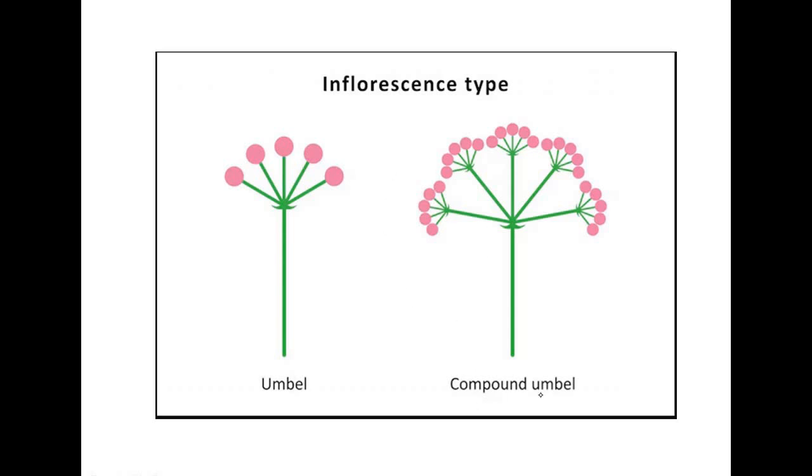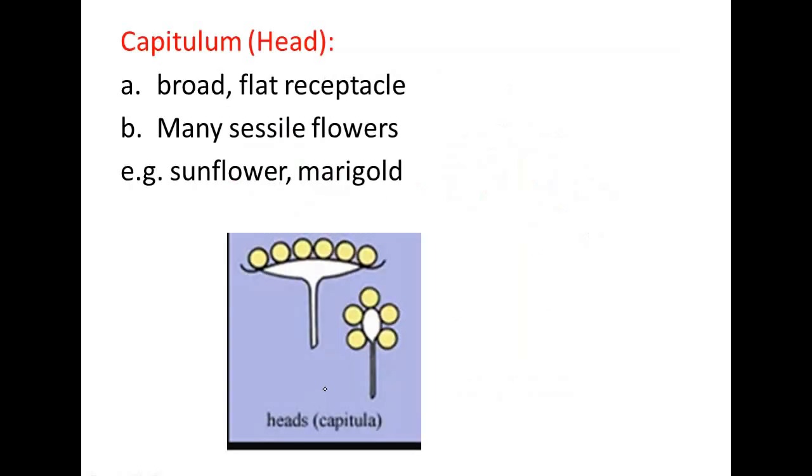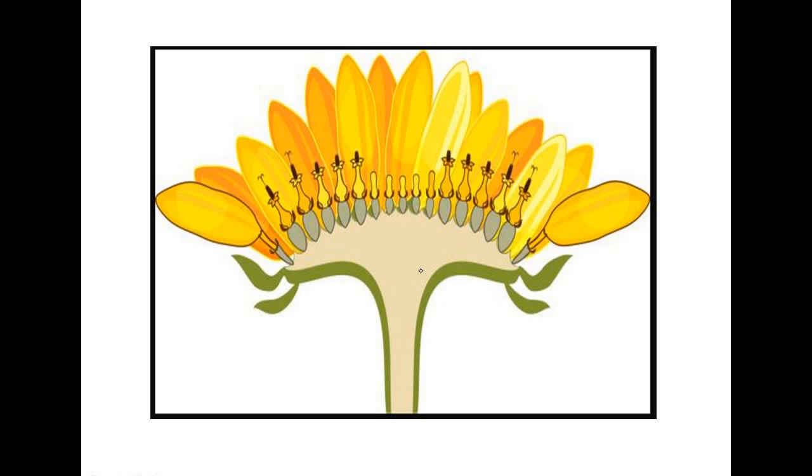Now the inflorescence types: compound umbel and simple umbel. The last one here is the capitulum or head, with a broad, flat receptacle. This is the receptacle, broad and flat, where all the flowers are arranged. Many sessile flowers are directly attached to the receptacle. They don't have any stalks, that's why these are sessile flowers. Examples are sunflower and marigold. That is capitulum.